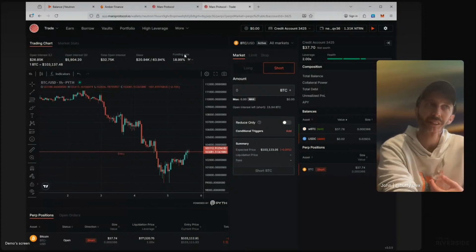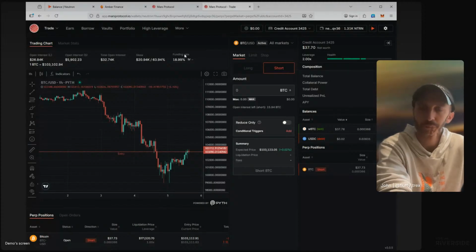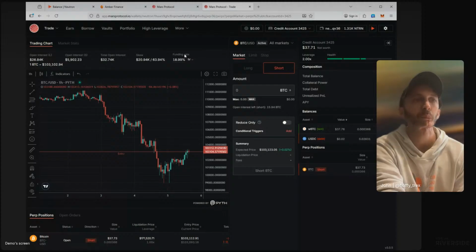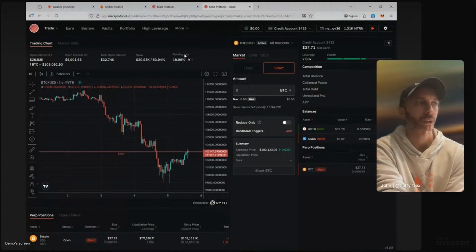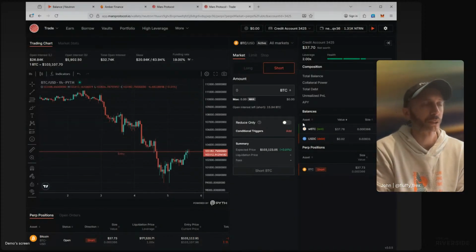Ideally for us, it stays like this for a long time because there's always fees that you have to pay to open a position. And so you need to make sure that the fees that you pay by opening this position are offset by the profitability of your strategy. So this is how you can do it with Mars, a basis trade.